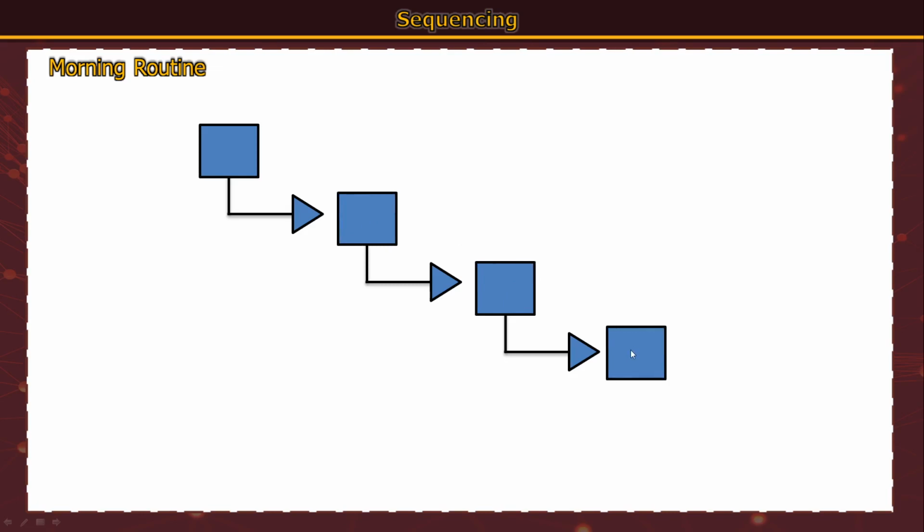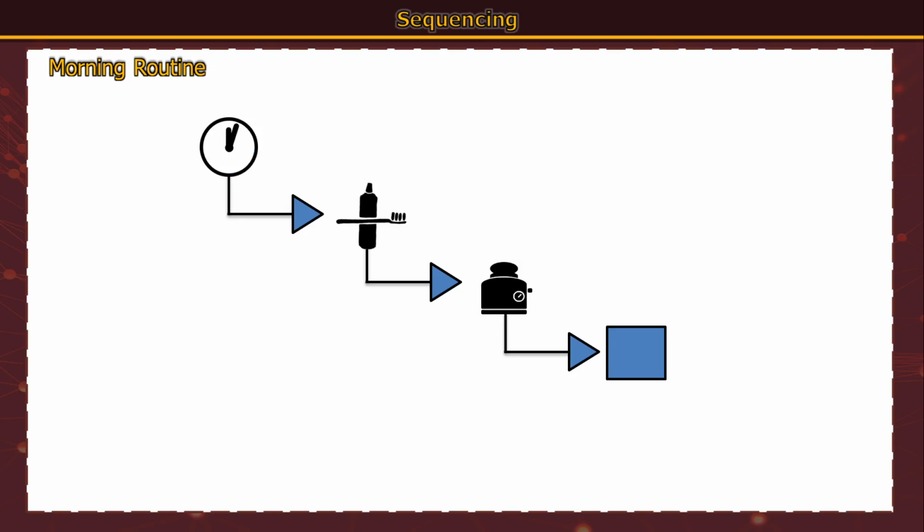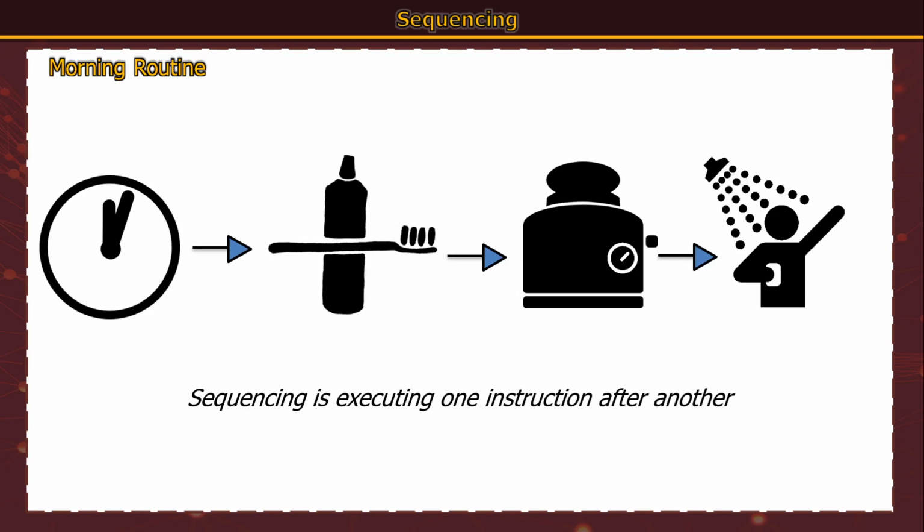An example of a sequence could be your morning routine. You first might wake up. You might then brush your teeth, and then have some breakfast, and maybe followed by a shower. Your morning routine may be different to this example. You might, for example, have a shower before having your breakfast. However, you are still doing it in a specific order, so therefore you are still sequencing.